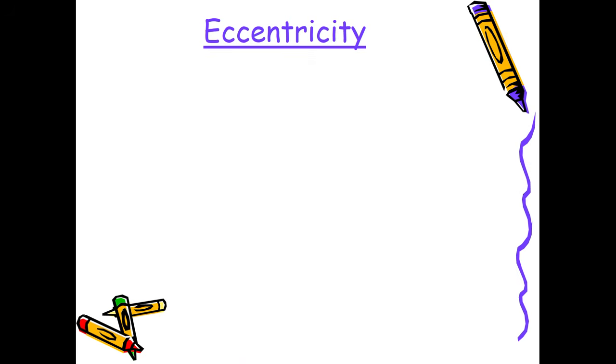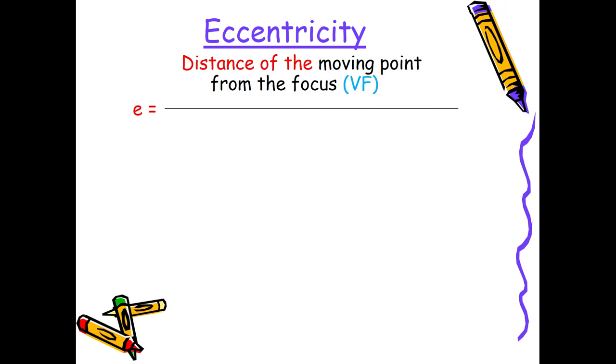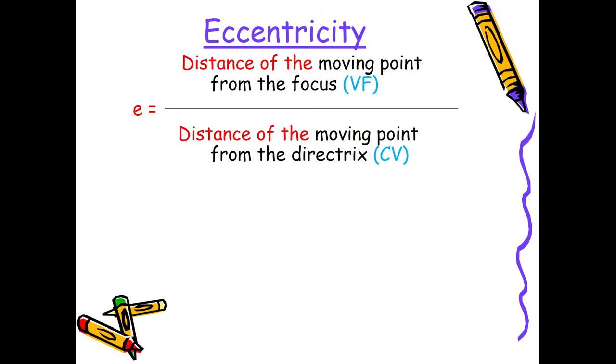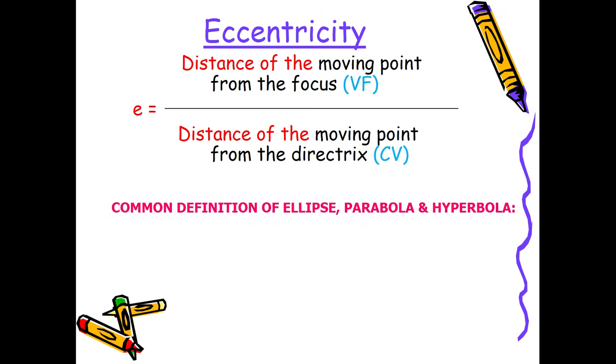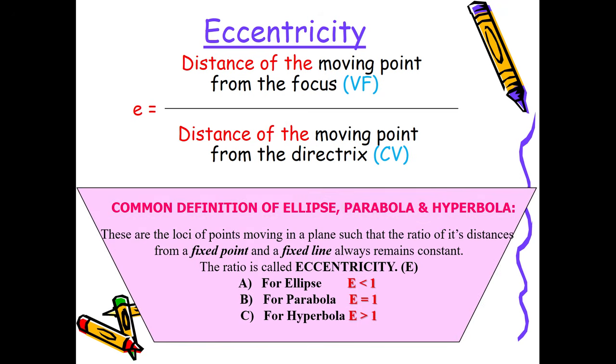Now, let us define conics mathematically by using eccentricity. It is denoted by E. It is the ratio of distance of a moving point from the focus to distance of the same point from the directrix. This constant ratio classifies the curve. For an ellipse, E is less than 1. For a parabola, E equals 1. For a hyperbola, E is greater than 1. Eccentricity is the key parameter distinguishing conic sections.